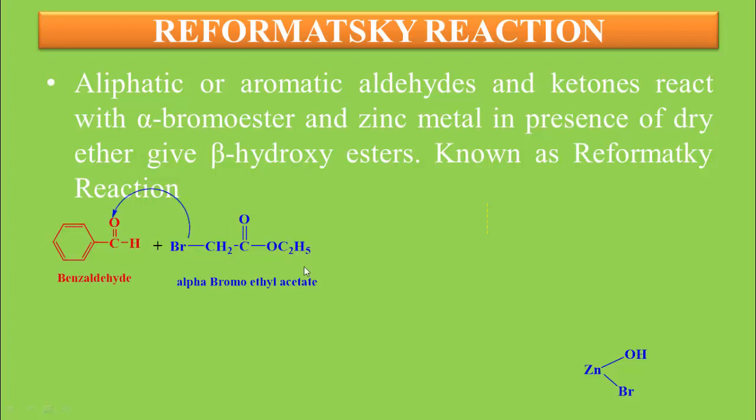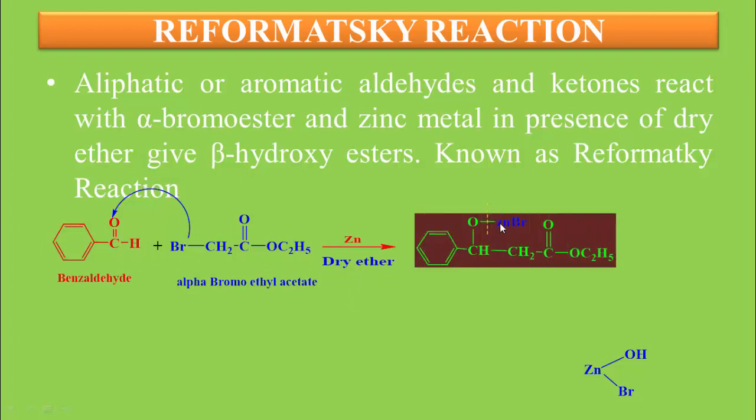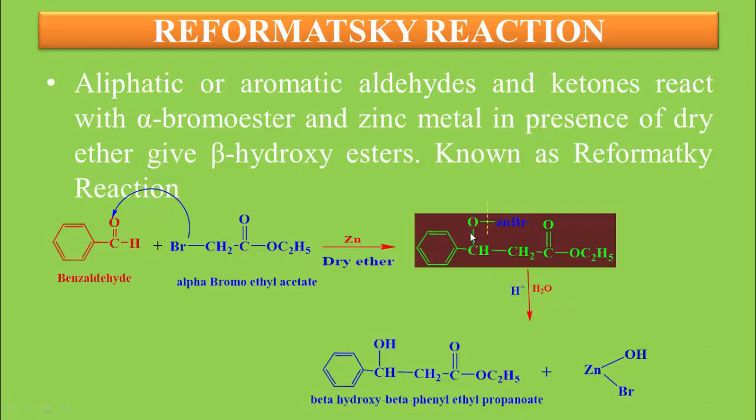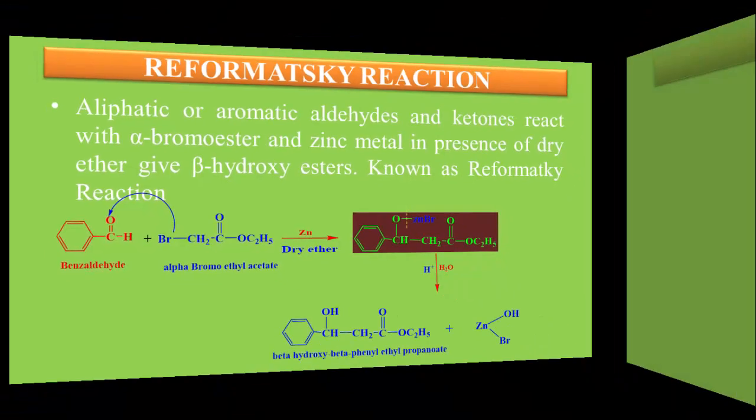Then this alpha bromo ethyl acetate is heated in the presence of zinc and dry ether, and bromine attacks on this oxygen atom, and first we get this intermediate complex compound. This intermediate complex, on hydrolysis, that is addition of water, has its oxygen-zinc bond broken and is converted into ethyl beta hydroxy beta phenyl propanoate along with the elimination of the zinc complex.